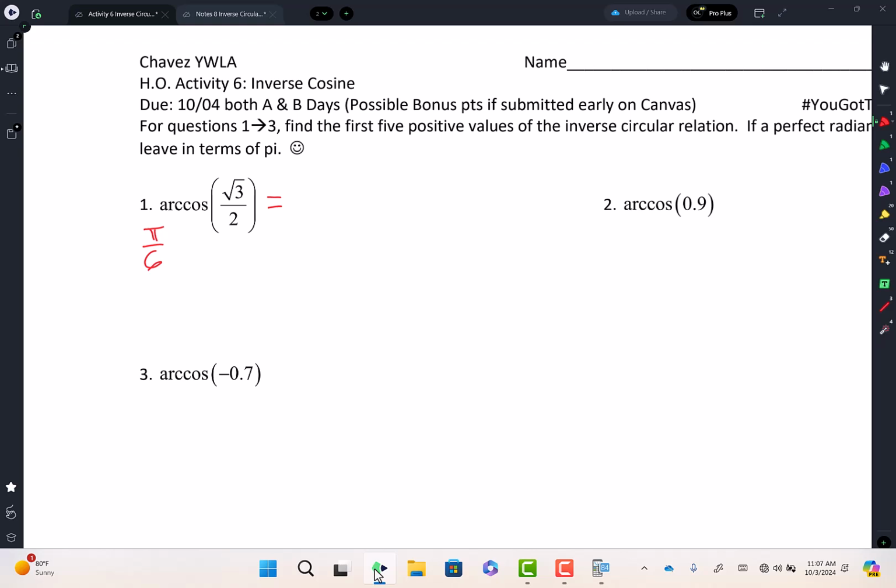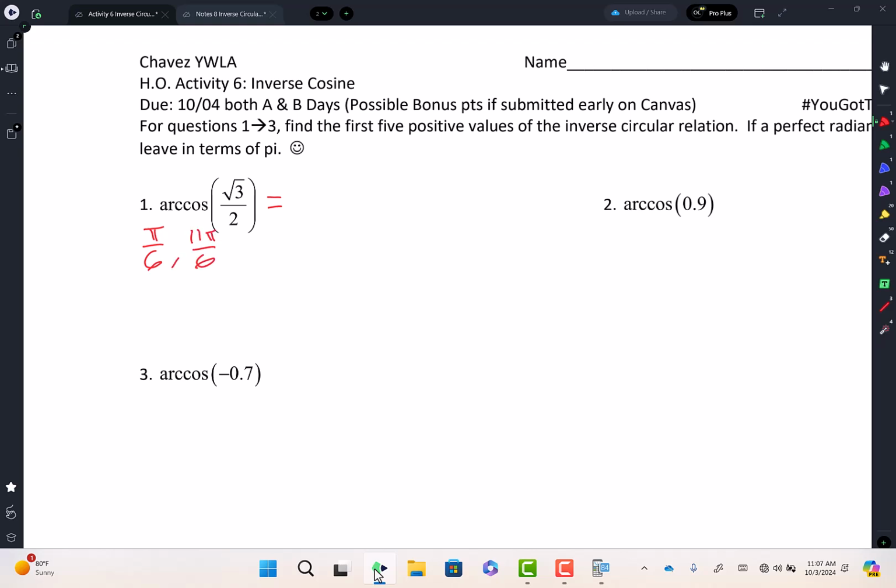Why 11 pi over 6? Because that's where it has square root of 3 over 2 in the fourth quadrant. What coordinate is square root 3 over 2? The x or the y? The x. Good job. Happy birthday.